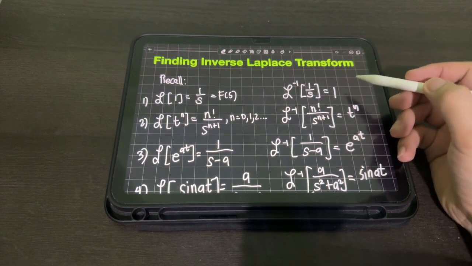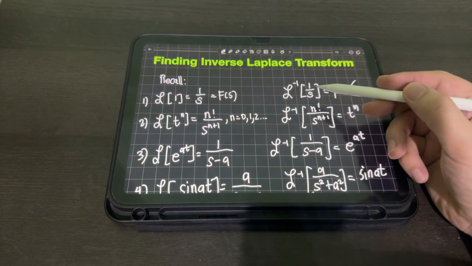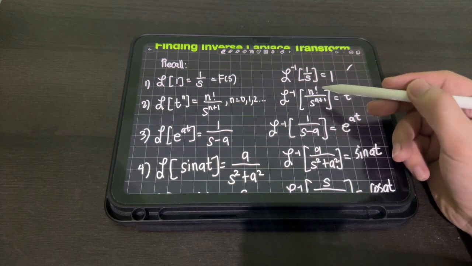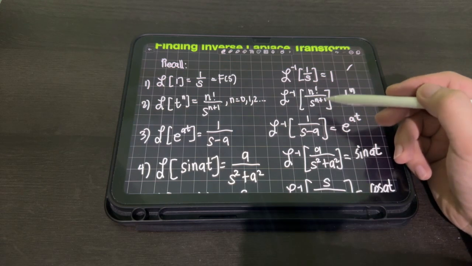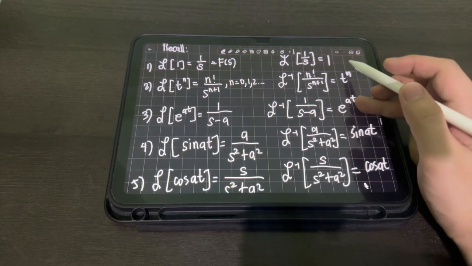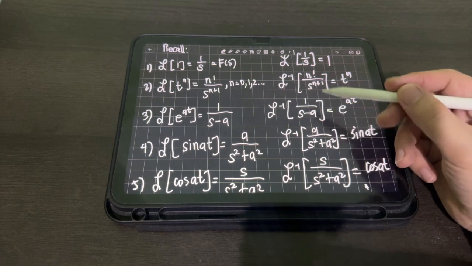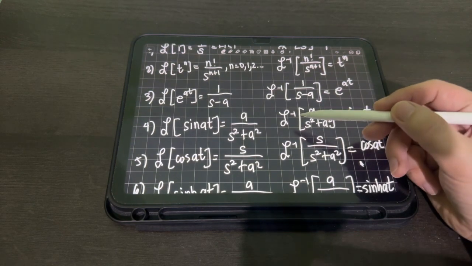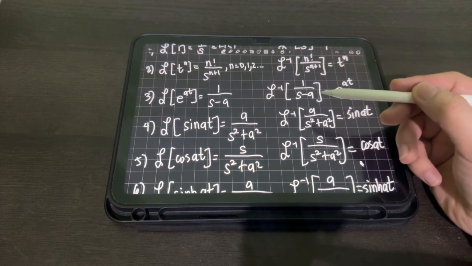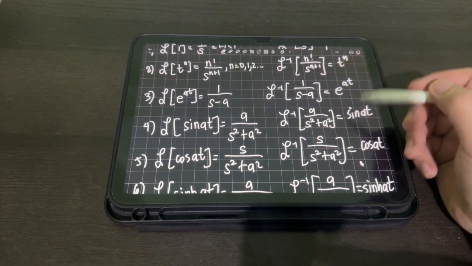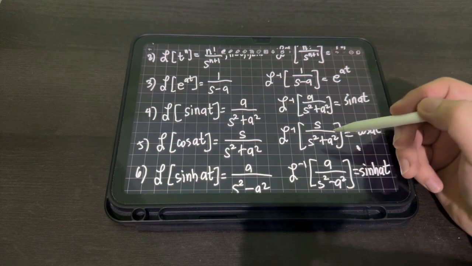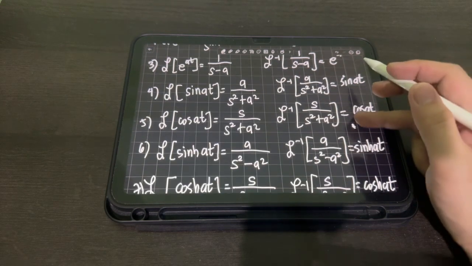The first one: the inverse Laplace transform of 1 over s is 1. The inverse Laplace transform of n factorial over s raised to n plus 1 is t to the n. The inverse Laplace transform of 1 over s minus a is e to the at. The inverse Laplace transform of a over s squared plus a squared is sine at. The inverse Laplace transform of s over s squared plus a squared is cosine at.